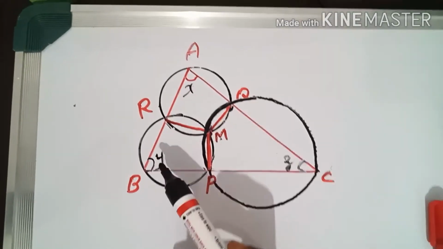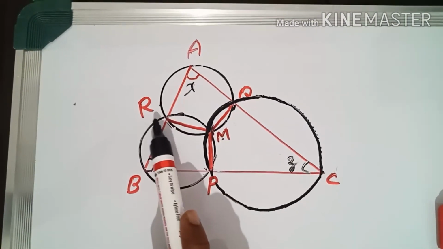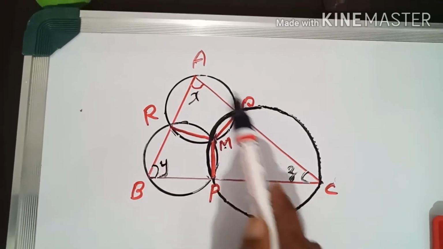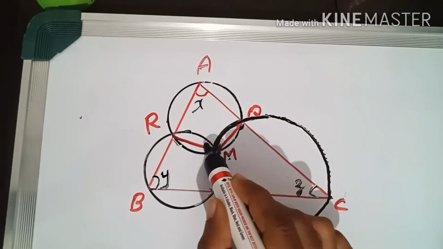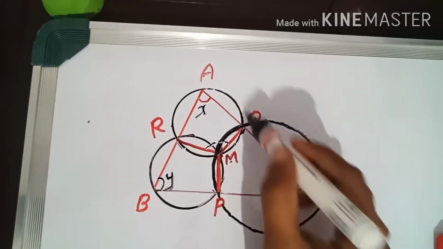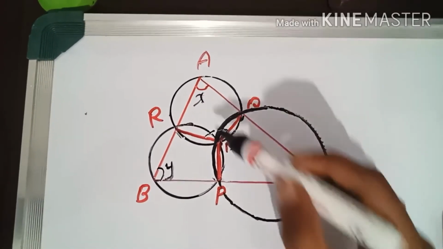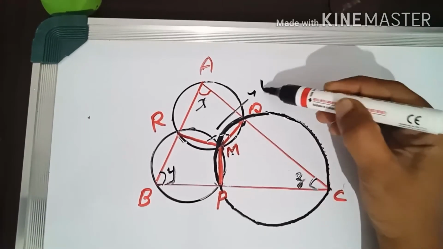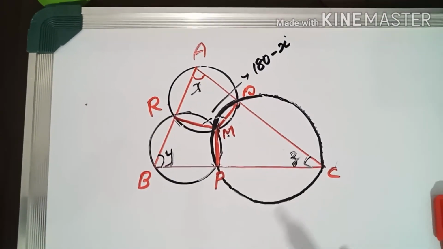Now, for the first circle, you can see one quadrilateral, ARMQ. If this angle is x degree, what will be the opposite angle? This is supplementary because all the four vertices are on the circle. That means, if this is x degree, this will be 180 minus x degree.